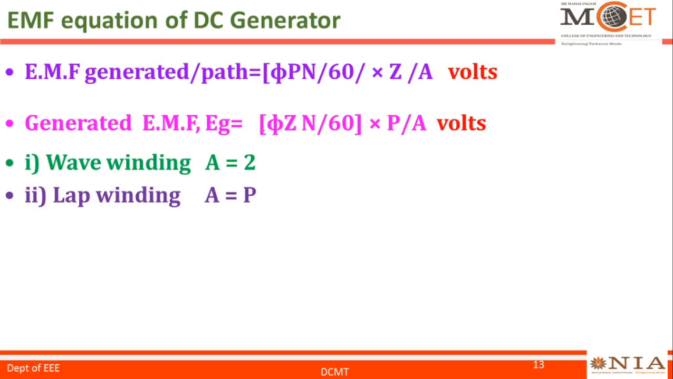By simply rearranging the equation, I can write the EMF generated Eg is equal to phi Z N by 60 into P by A. P is varying, it may be a 2-pole, 4-pole or 6-pole, and A depends upon the type of winding. For wave winding, the number of parallel paths is always equal to 2. For lap winding, the number of parallel paths A is equal to the number of poles in a DC machine.